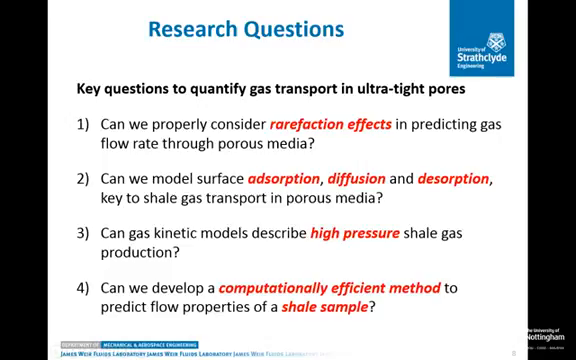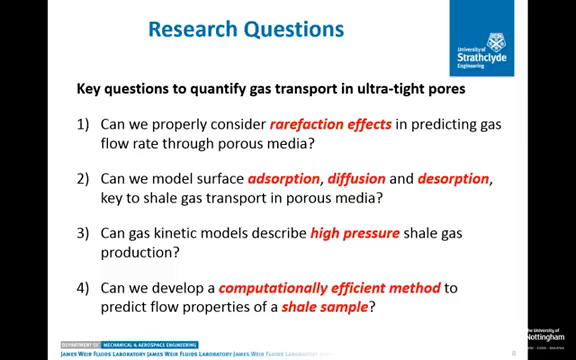Because the gas flow in this kind of shale is very different from normal porous media, the question is whether we can apply what we have got over the decades, like Darcy's law or the theory available for normal porous media, directly to shale gas type of ultra tight porous media. The answer is no, because the flow physics is very different. The first question a lot of people are trying to address is, can we consider the rarefaction effect when we develop new models? But that's not enough. We also need to consider surface interaction and surface diffusion. This is very important for shale gas production.